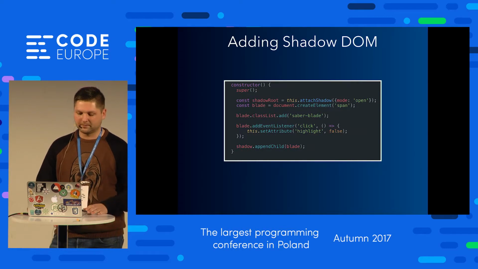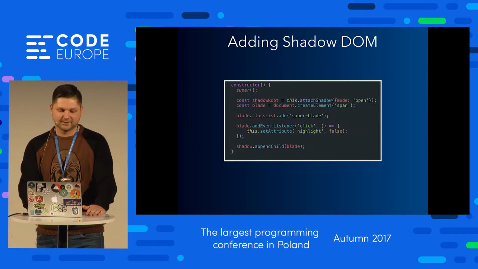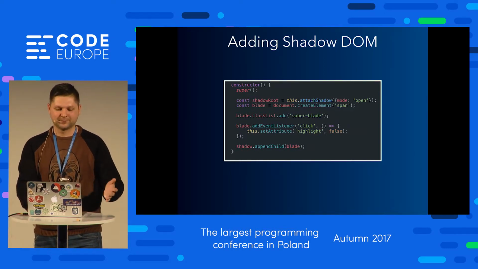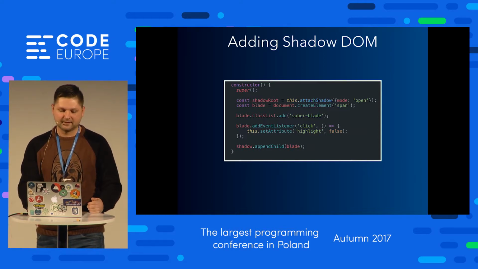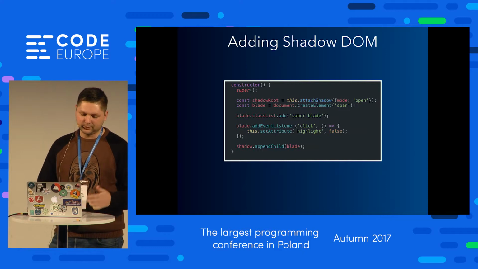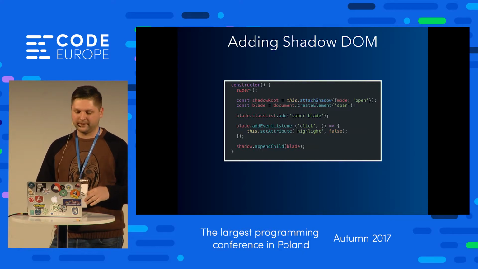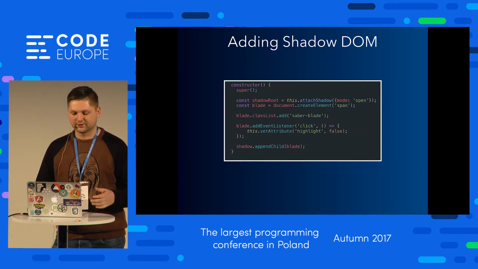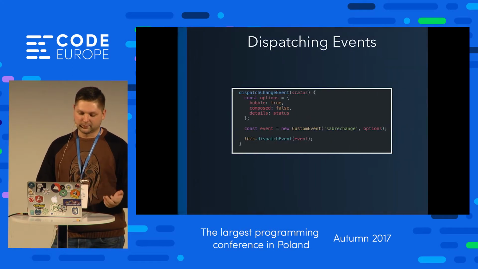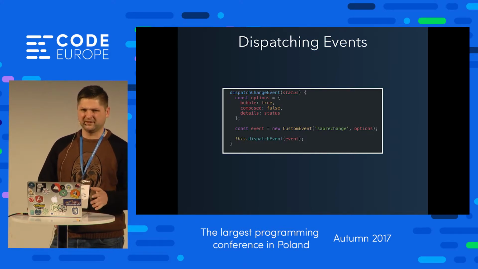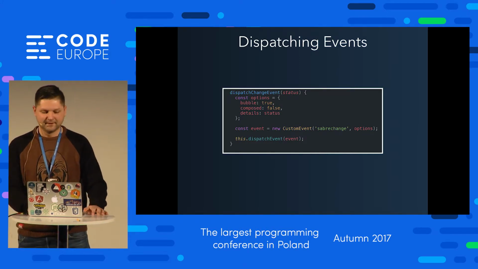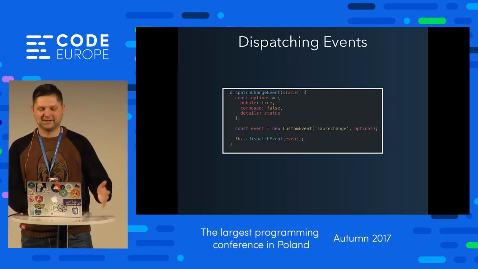In pure web component, inside the constructor, first of all, you call super, and then you attach shadow DOM inside. Then you create some markup and append it to this shadow DOM. Also, you can attach event listeners to newly created nodes and so on. So pretty common DOM API stuff that you can do in your everyday job.